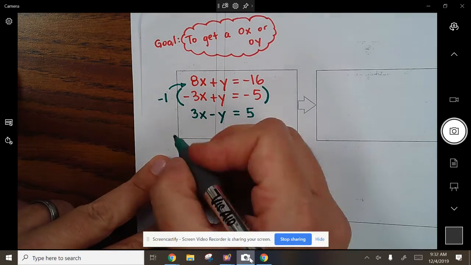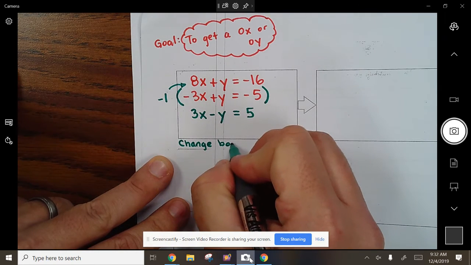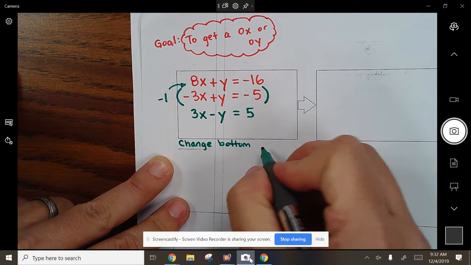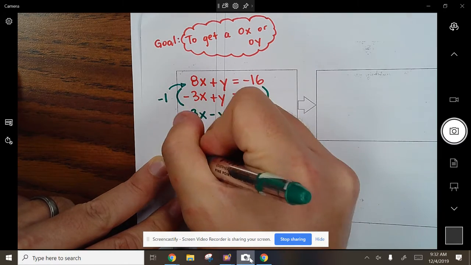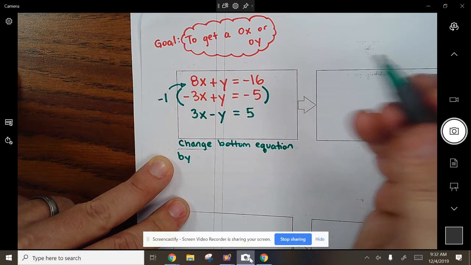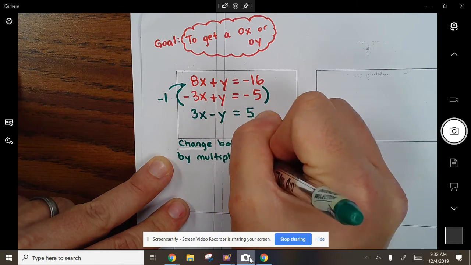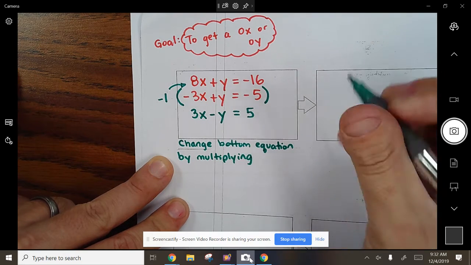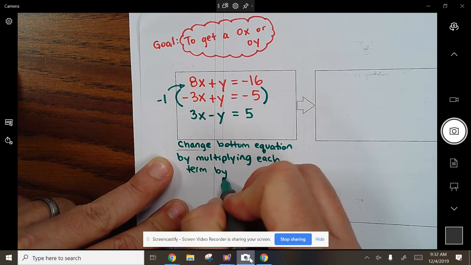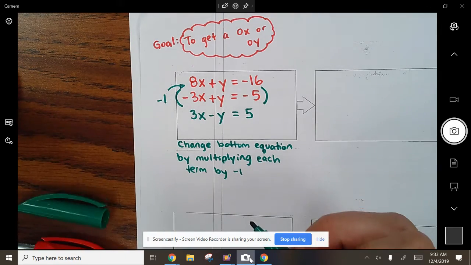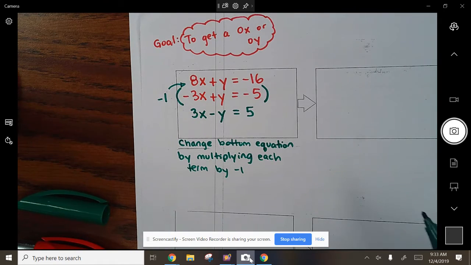Okay? And underneath this, you're going to write a note for me. You're going to write: change bottom equation by multiplying each term by negative 1. Now, that's the note we just did.